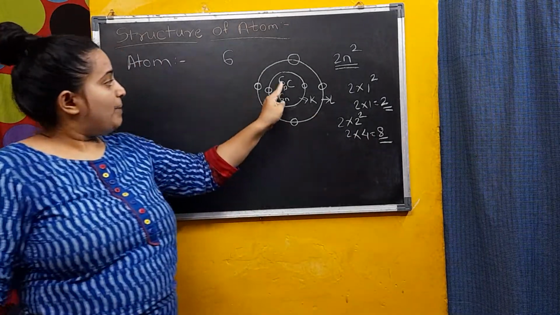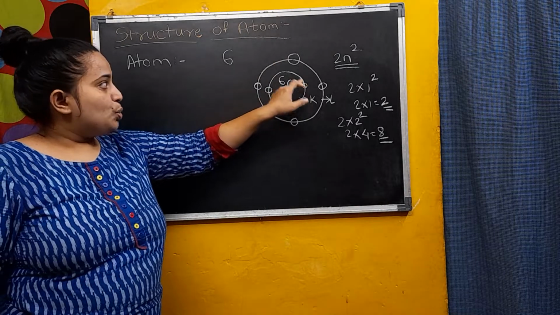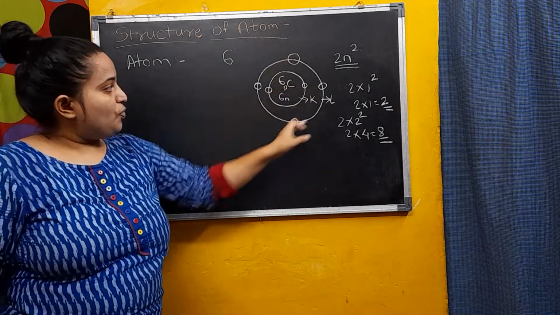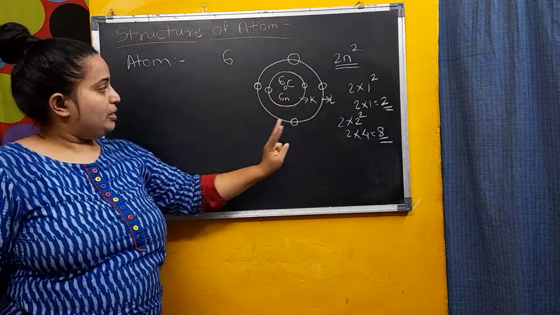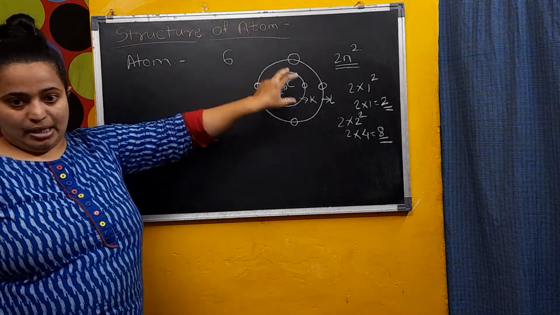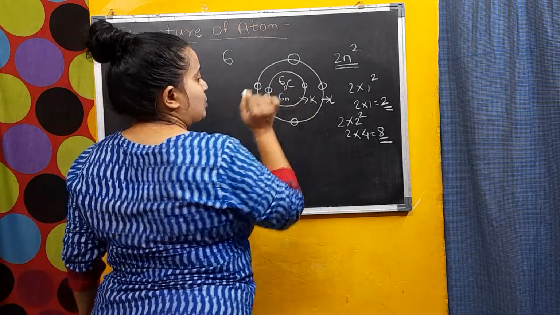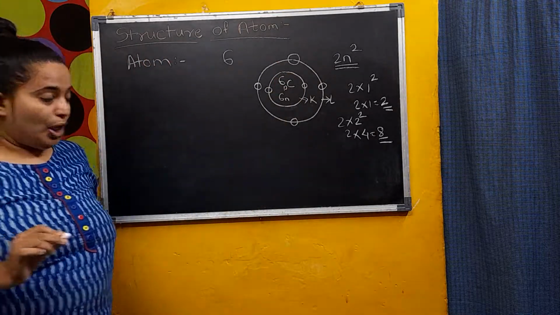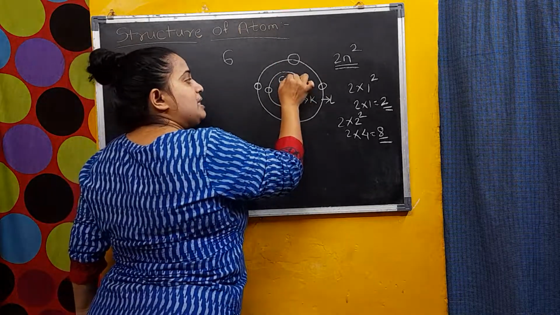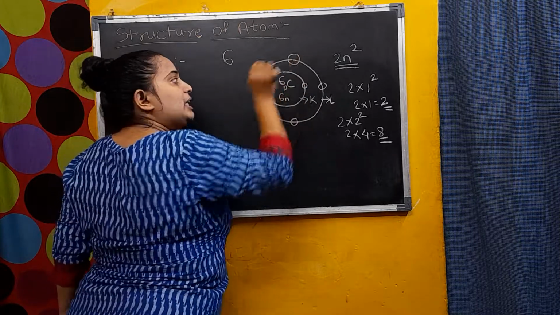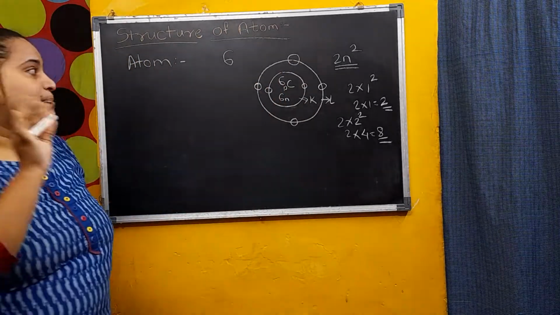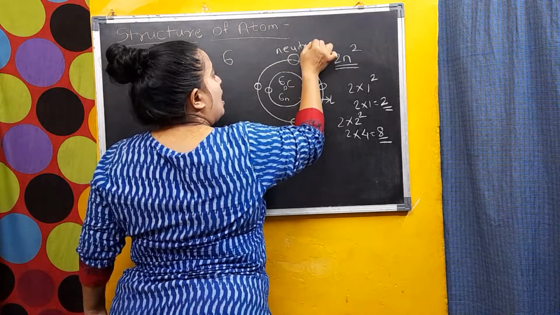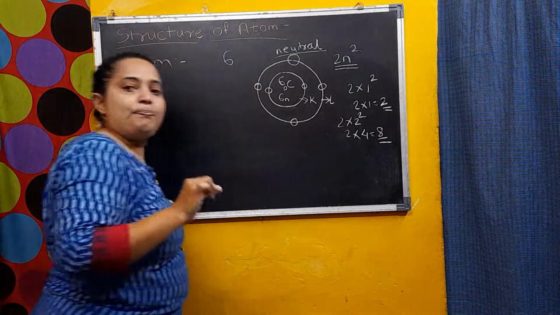But here, if we subtract this 2 from the 6, then 4 electrons are remaining. So these 4 electrons are revolving. Understood, student? So this is the atom. In an atom, protons are positively charged, neutrons are neutral, and electrons are negatively charged. So here, this carbon has 6 positive charges and 6 negative charges. So the whole atom is basically neutral. Understood?